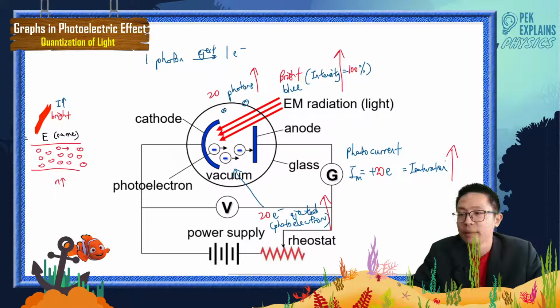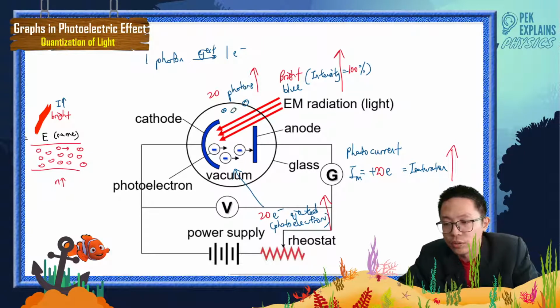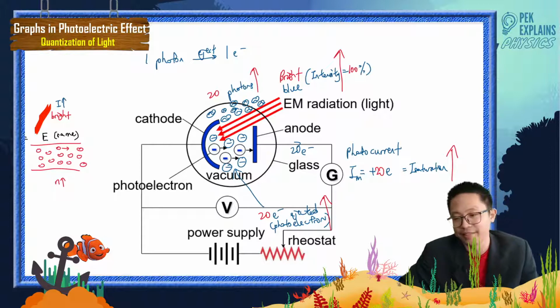Higher intensity means more photons, 20 photons coming. More photons coming, so more electrons ejected. 20 electrons ejected, so there will be 20 electrons flowing in the circuit. The current will be positive 20 electrons, because current is a positive charge. So with more electrons flowing in the circuit, there will be more current.